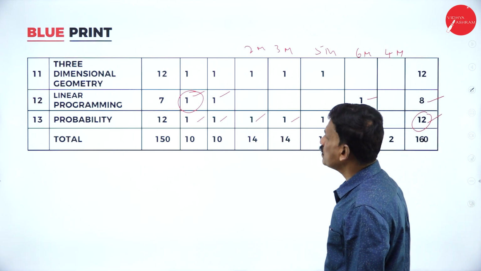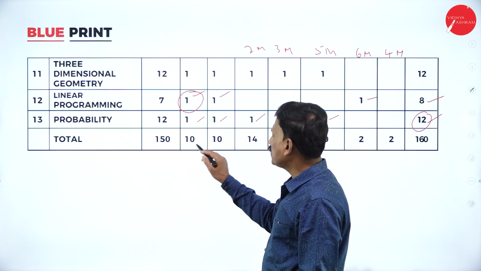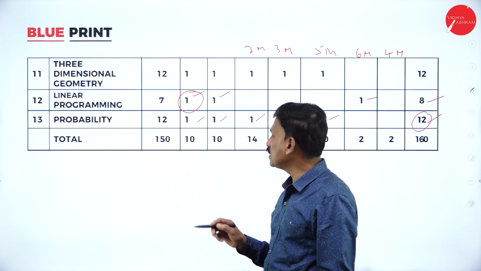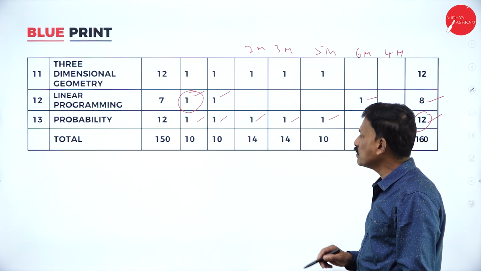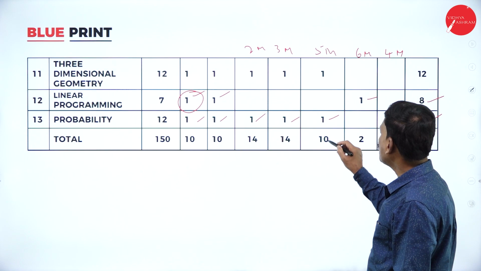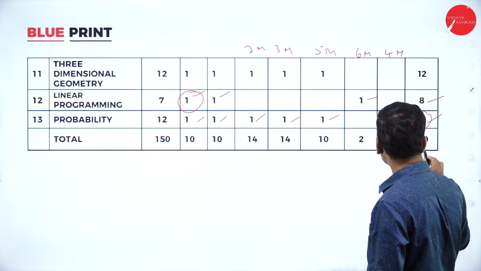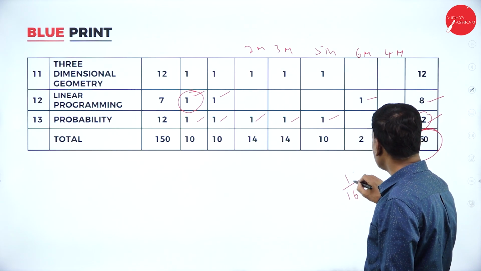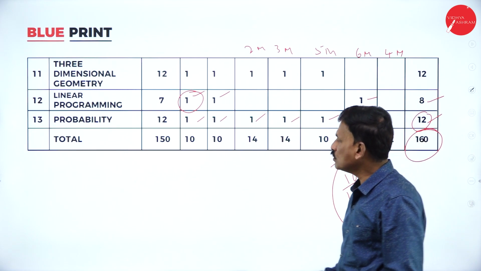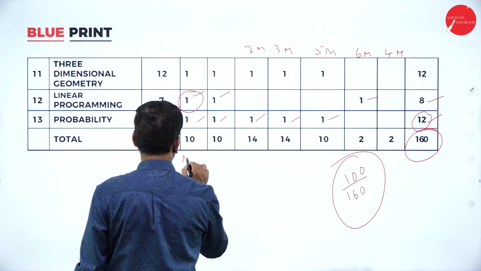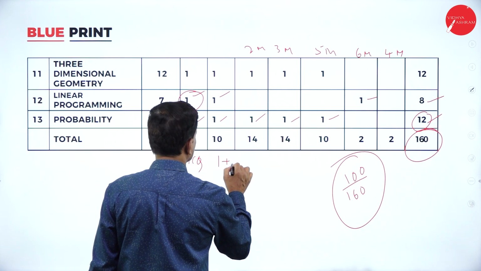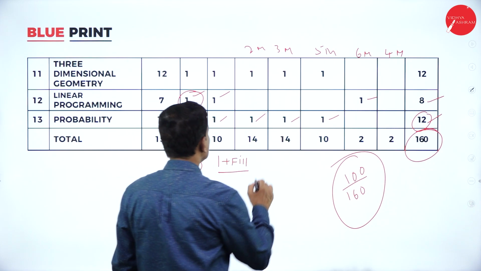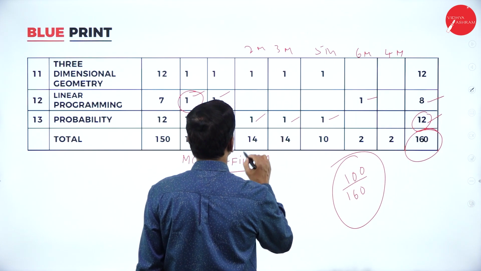So the question paper will be set for a total of 150 marks. That is, the number of MCQ questions are 10 and the number of 1 mark and fill in the blanks questions are 10. 2 marks questions 14, 3 marks 14 questions, 5 marks 10 questions, 6 marks 2 questions, 4 marks 2 questions. The paper will be for 160 marks. So in this 160 you are going to answer for 100. So 10 MCQs, and 1 mark questions, 1 mark plus fill in the blanks, 10 marks. Then 2 marks 10 questions, that is 2 marks 9 questions.